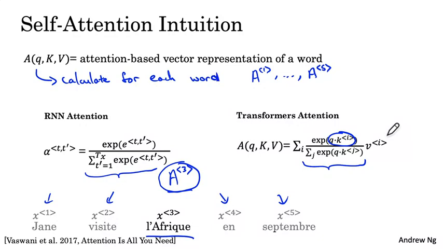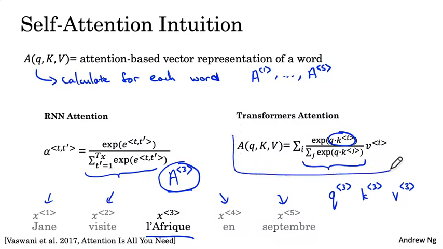But the main difference is that for every word, say for l'Afrique, you have 3 values called the query, key, and value. And these vectors are the key inputs to computing the attention value for each word. Now, let's step through the steps needed to actually calculate A3.